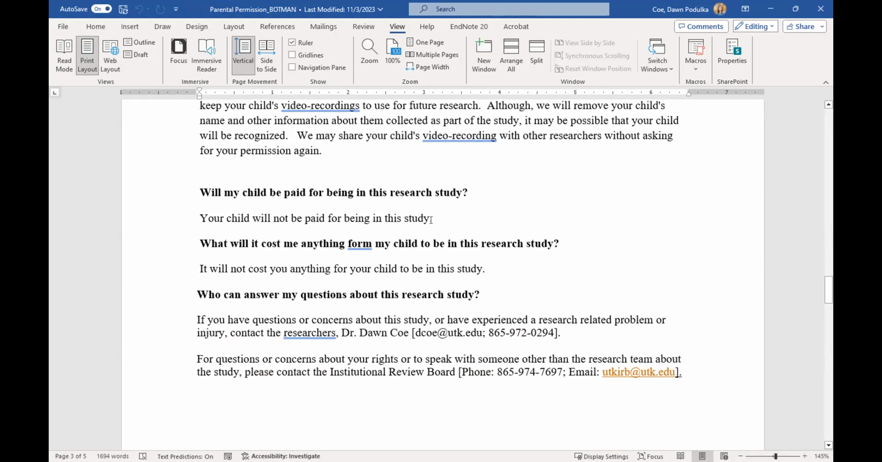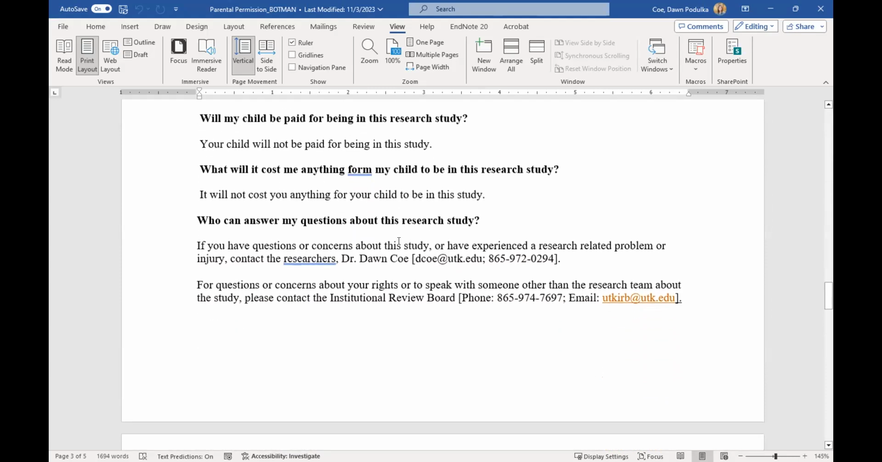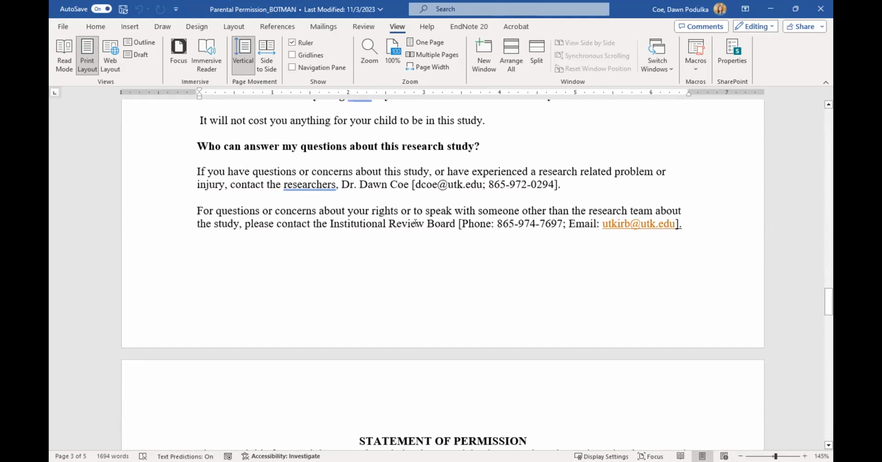Sometimes we will give them little incentives like t-shirts or stickers. But for the most part, we don't pay individuals to be in these studies. No cost to be in the study. We have to include information about who can answer any questions related to the study.